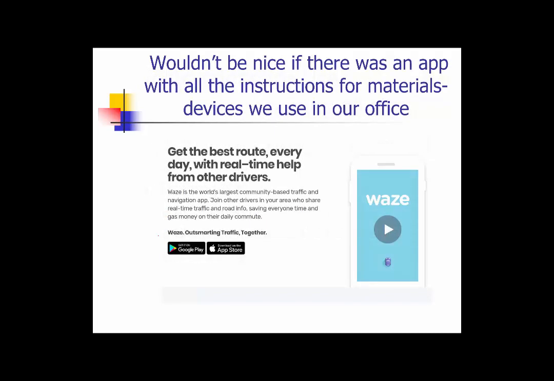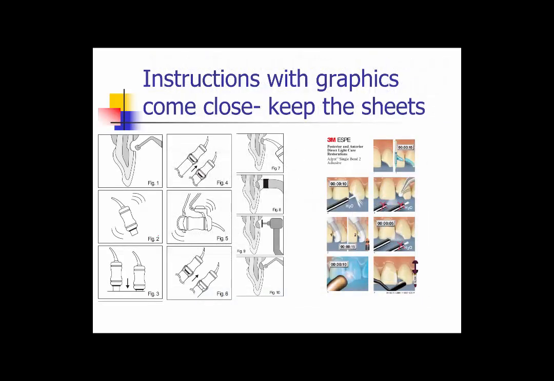And it would be nice if there was an app on our phone, on our devices, that would give us the instructions for use for the materials and devices we're using. You pick up the phone, you hit an app, and lo and behold, when you punch in the name, it pops up. Well, unfortunately, that's not the case. Now, instructions with graphics that come with our products are close.